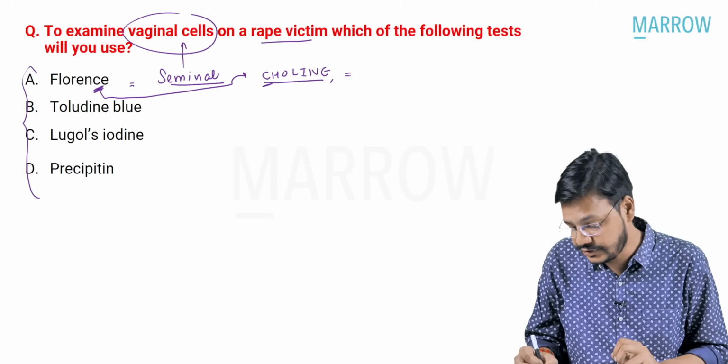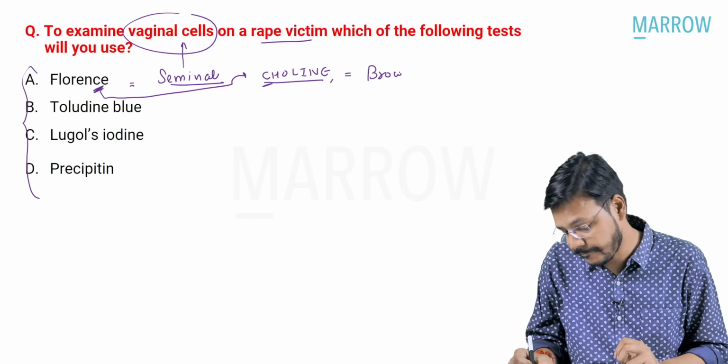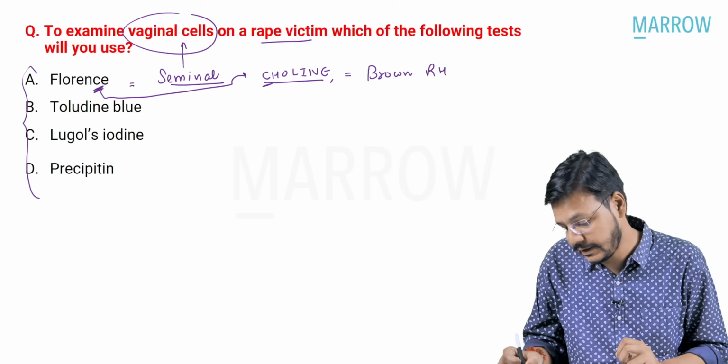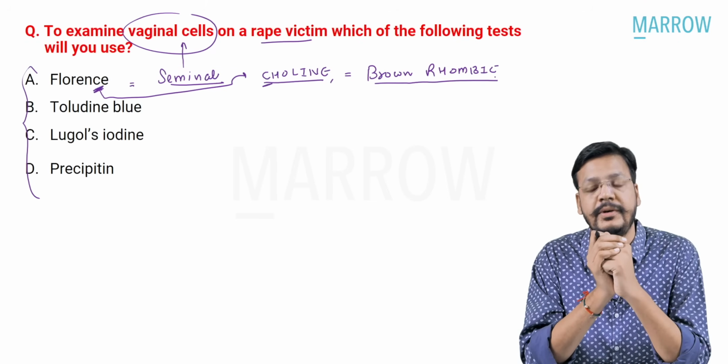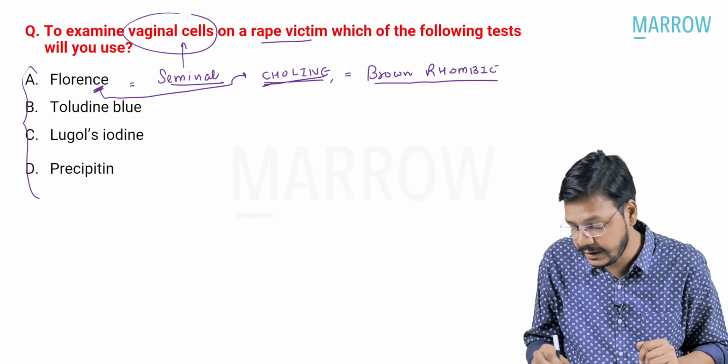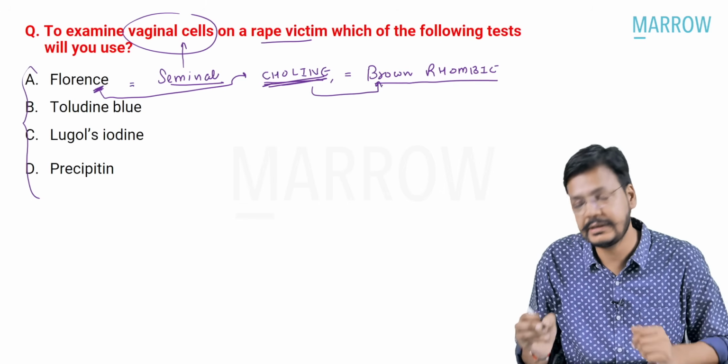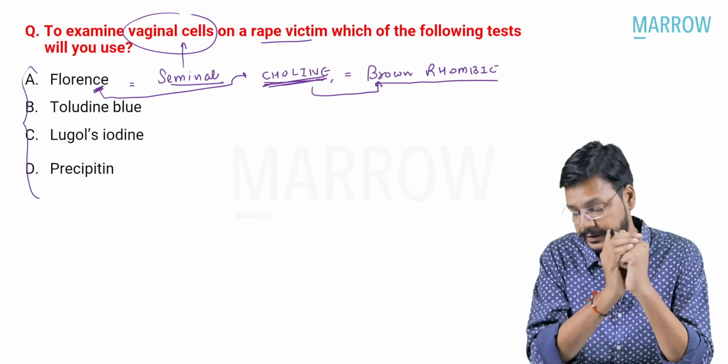Choline crystal, and the shape of the crystal is brown rhombic. You can remember by a trick, choline: the color of choline is brown. It's a brown rhombic crystal. It is for seminal stain.